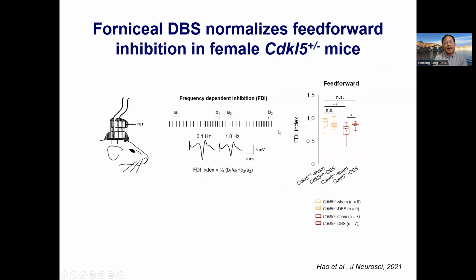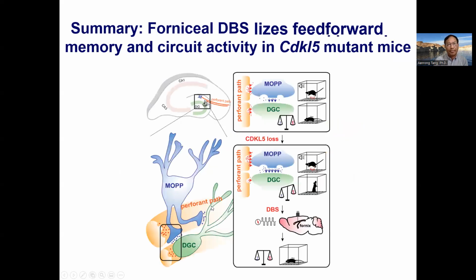So the last piece of data we show is the feed-forward inhibition. This is a summary of the FFI index. DBS does not make a change in the wild-type mice, but brings the FFI index to the wild-type level in the mutant mice. That means 40-hertz DBS actually reduced the feed-forward inhibition and normalized it to the wild-type level.